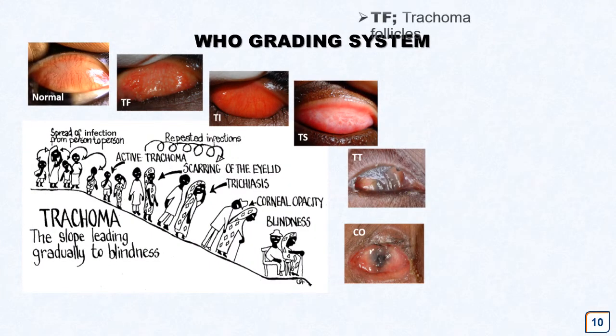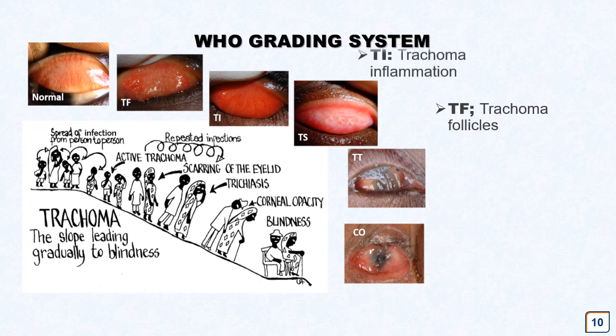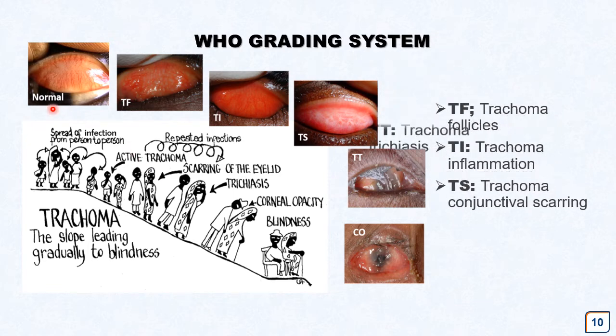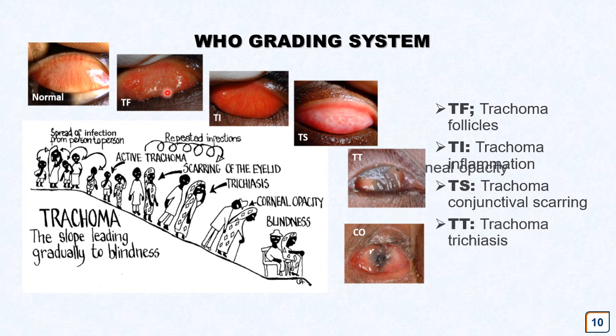The WHO grading system is classified as FISTO. So in the first picture there will be no infection, it's a normal eye. In the second picture you will observe the follicle formation. These follicles should number 5 or more, and their size should be greater than 0.5 millimeter, so that they are graded as trachomatous follicles. Then there will be trachomatous inflammation, and that results in scarring, trachomatous conjunctival scarring.